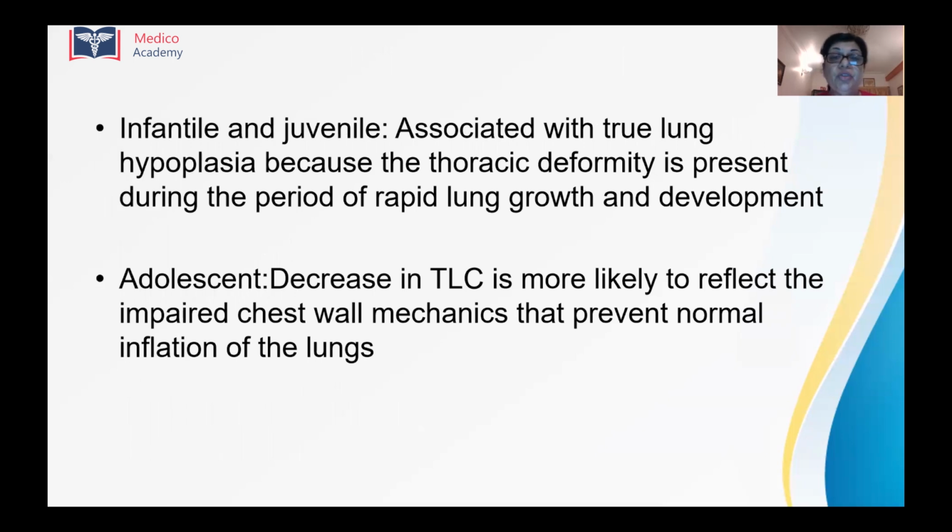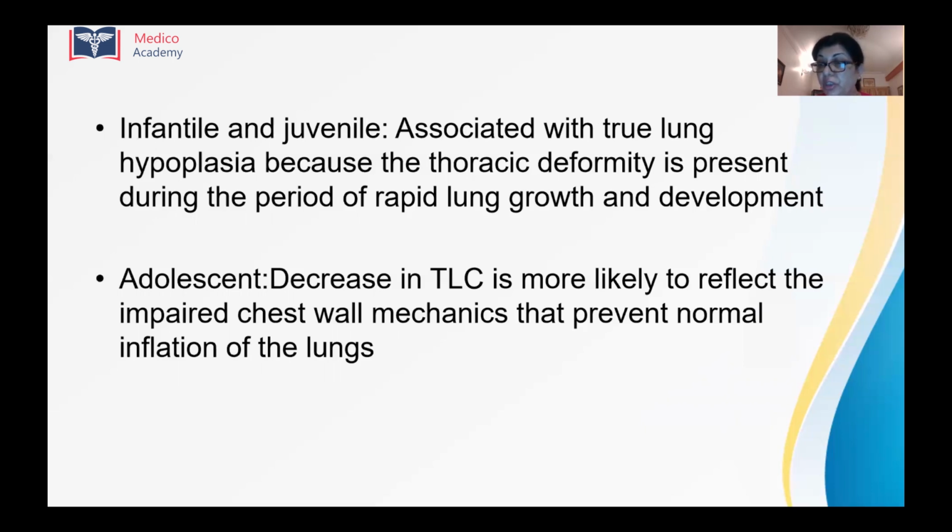In infantile and juvenile scoliosis, it is usually associated with true lung hypoplasia because the thoracic deformity is present during the period of rapid lung growth and development. In adolescents, the decrease in the total lung capacity is more likely to reflect the impaired chest wall mechanics that prevent the normal inflation of the lungs.